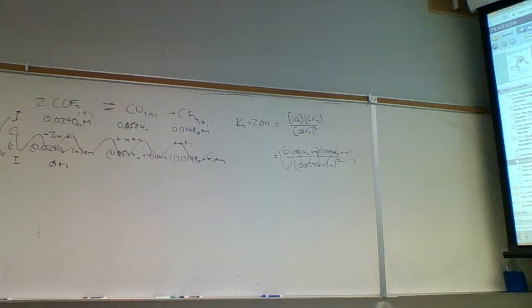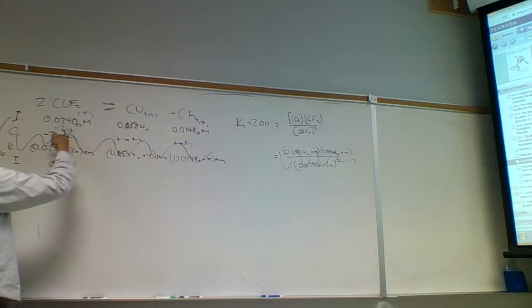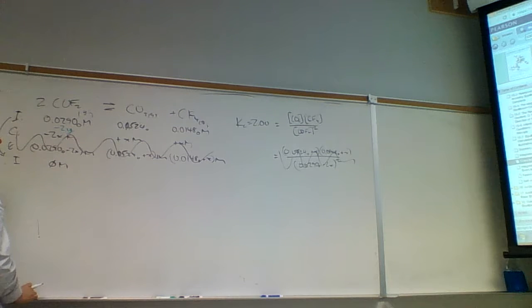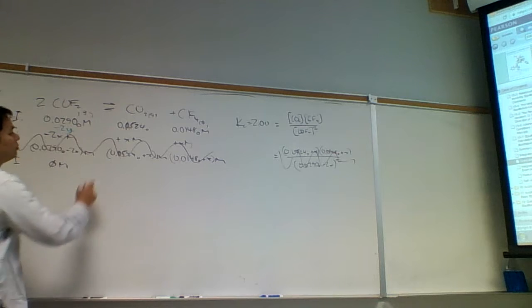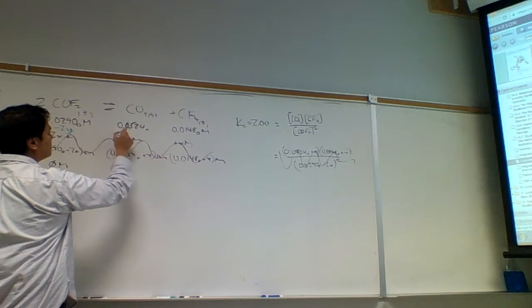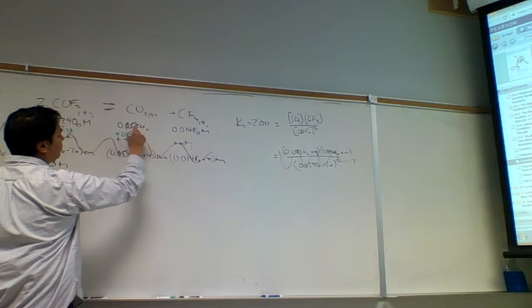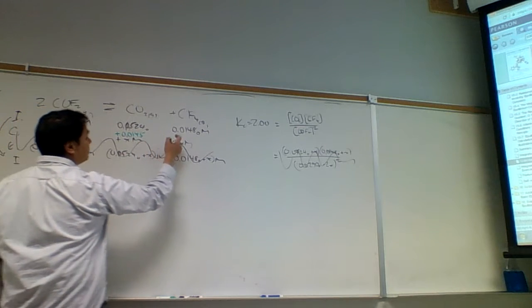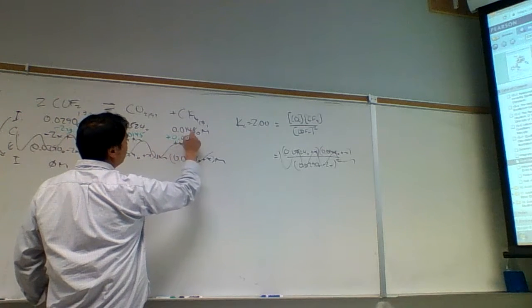And so what do you call that? Minus 2y, plus 2y. What do you want to call it? Minus 2y. Yeah, minus 2y. And we know that 2y has got to be 0.0290. That means y is half of that, which would be what? 0.0145. So this is going to be plus 0.0145, and this will be plus 0.0145.